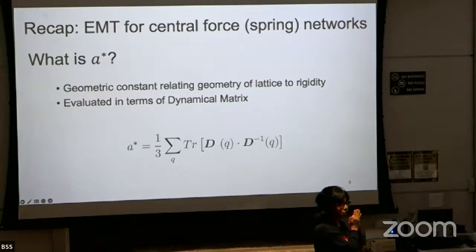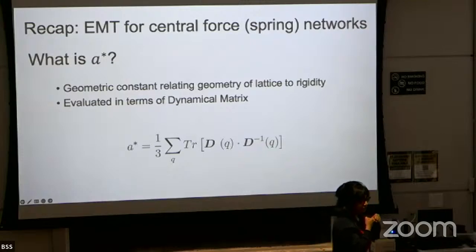And how would it approach criticality? When we see the bending networks, you will see that there are actually two interesting points. It's not just the rigidity percolation threshold, but there is also an isostatic point where interesting things happen.